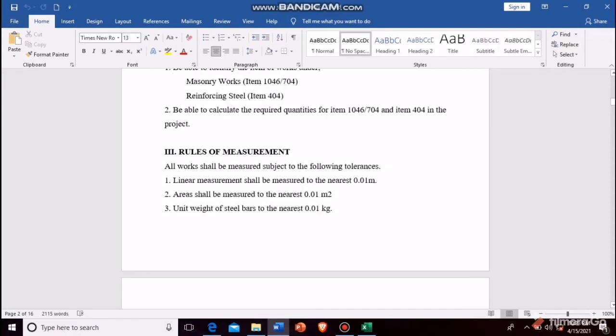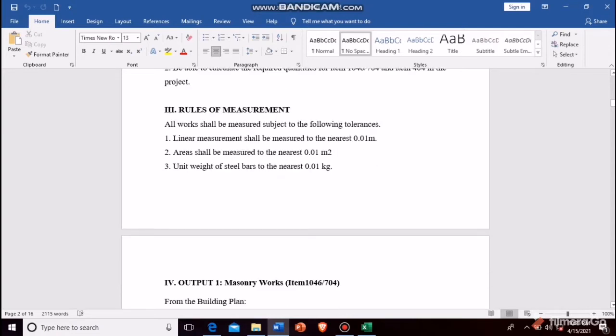For number 3, rules of measurement. All work shall be measured subject to the following tolerance. Linear measurements shall be measured to the nearest 0.01 meter. Area shall be measured to the nearest 0.01 square meter. Unit weight of steel bars to the nearest 0.01 kilograms.